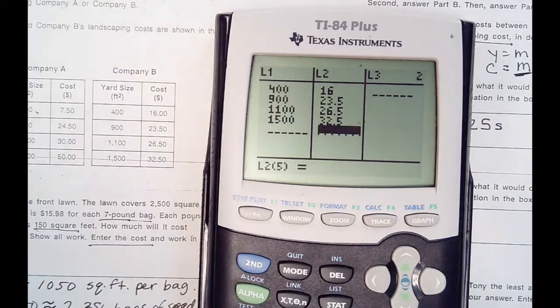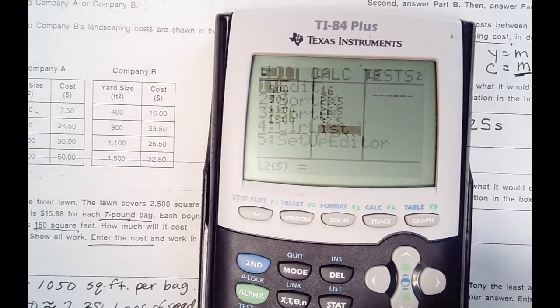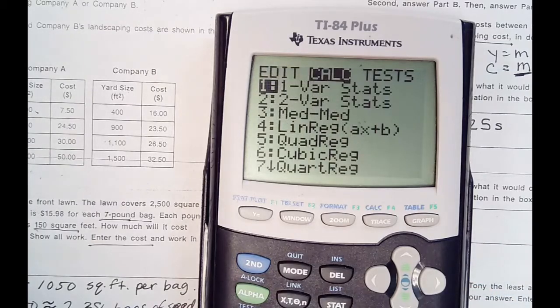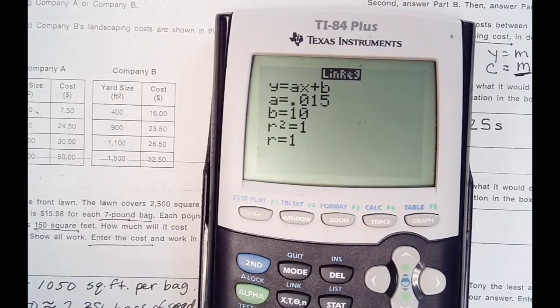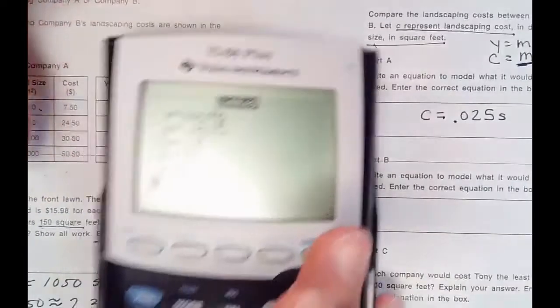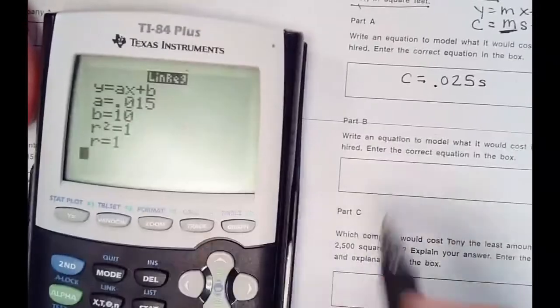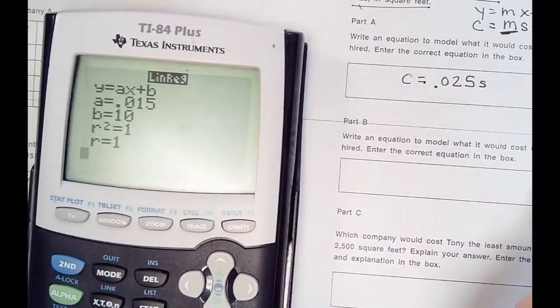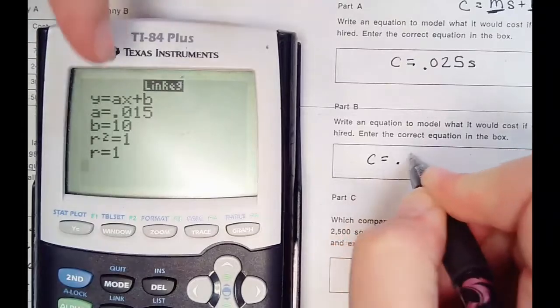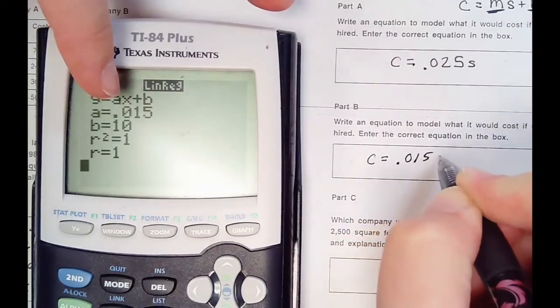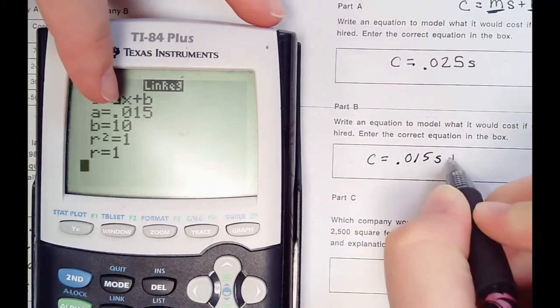Okay, now stat, arrow over to calculate, option 4, enter 5 times. And here we have our new line. R equals 1, this tells you it fits perfectly. So, write an equation to model what it would cost for Company B. We have C equals 0.015 S plus, it's plus because this 10 is positive, plus 10.